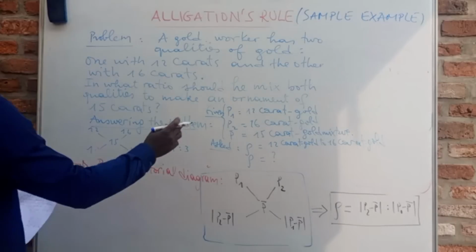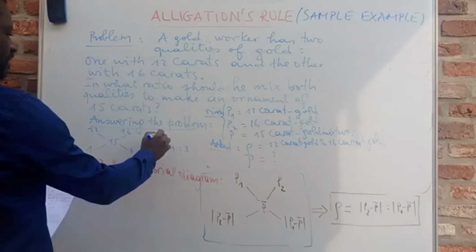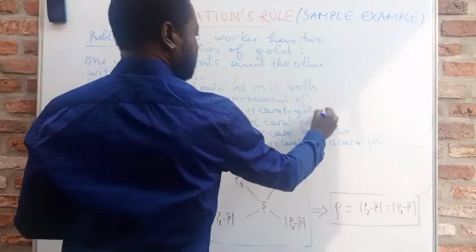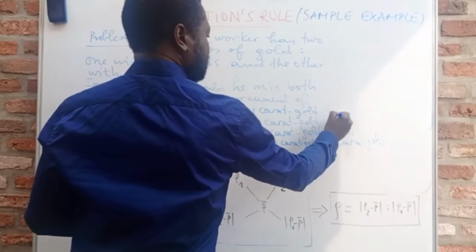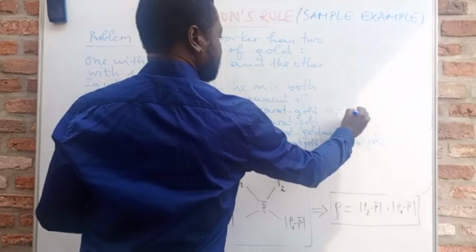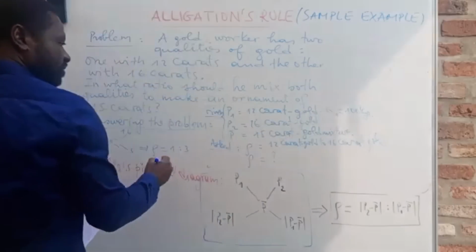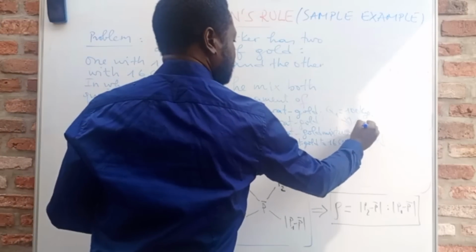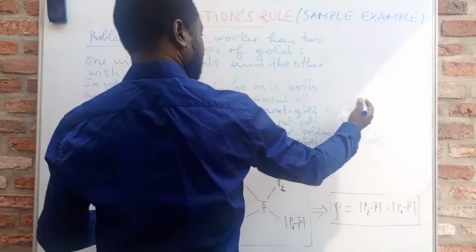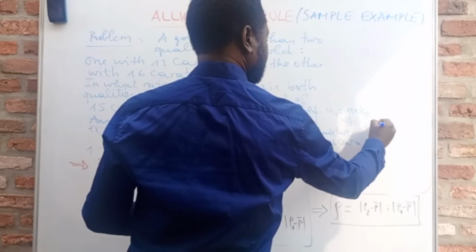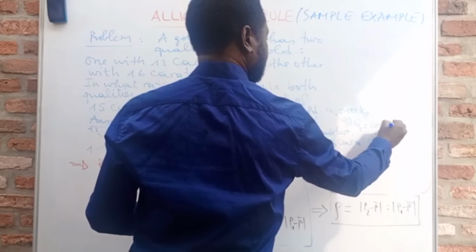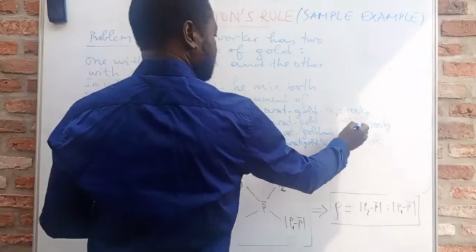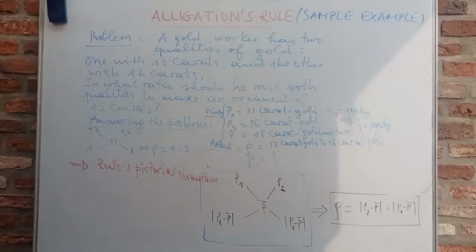Okay, it means that if we have a Q1, suppose Q1 is equal to 100 kilograms, then Q2 will be 3 times, which means 300 kilograms for the second one. This is what we have in this case.